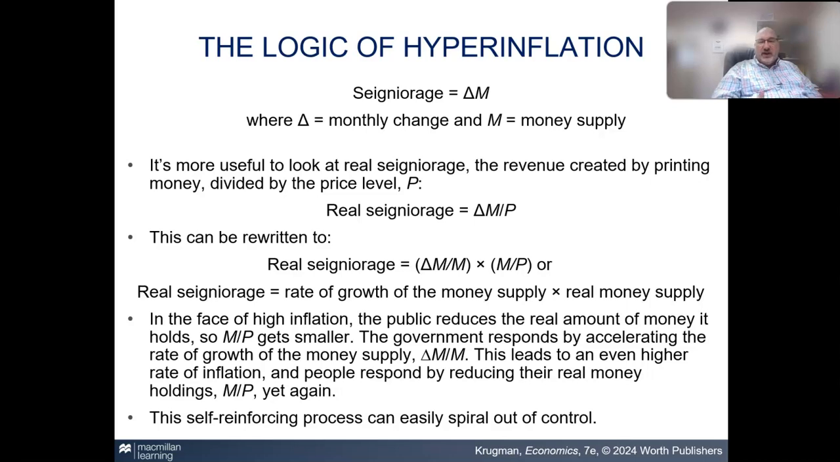So in the face of high inflation, the public just reduces the real amount of money it holds. So M divided by P gets smaller, and the government responds by accelerating the rate of growth of the money supply. This leads to an even higher rate of inflation, and people respond by reducing their real money holdings even more. So that's a self-reinforcing process, and it could get out of control depending on how crazy things get for you.